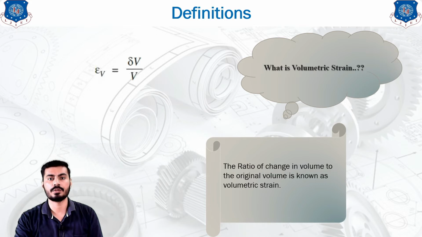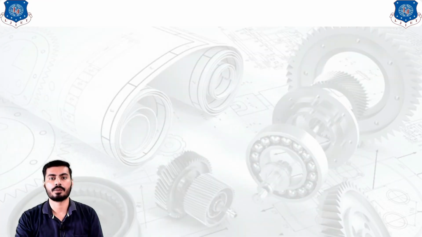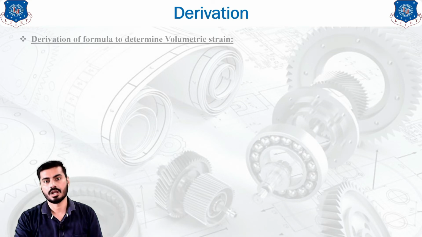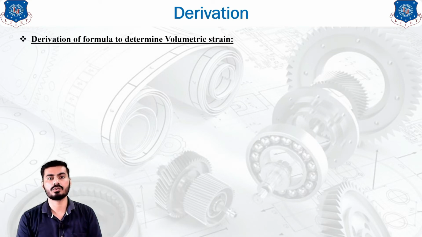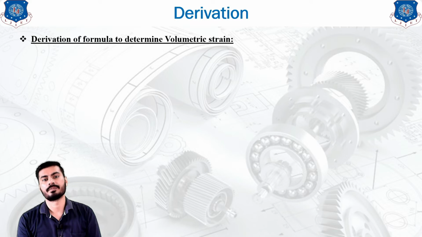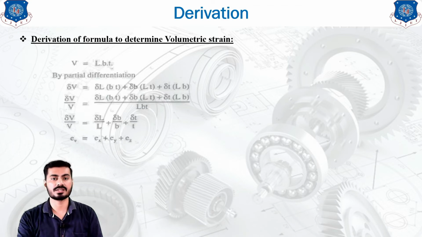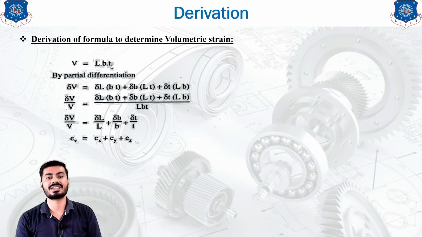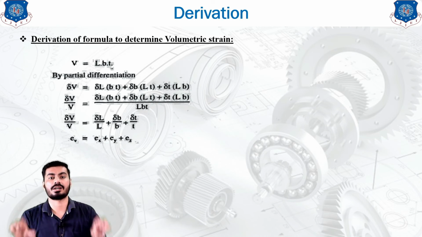So now we will move on to the next topic of this lecture, that is the derivation. What derivation are we going to focus on here? The derivation of the formula to determine the volumetric strain. Volumetric strain is the major concern we need to find out for the particular case. Which case have we considered here? We have considered the case of a rectangular bar.